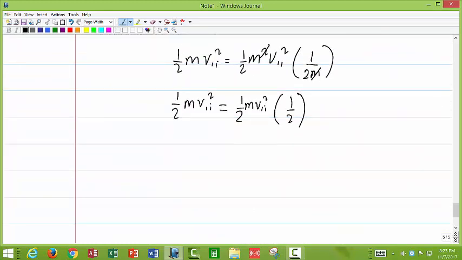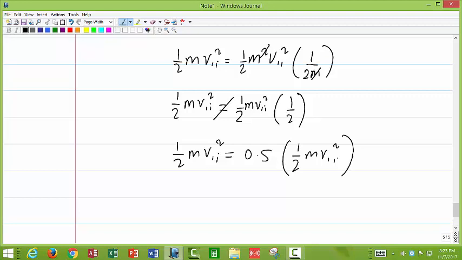So these two are not equal, as you can see. It's going to be half m v1 initial squared equals 0.5 of half m v1 initial squared. So the final is about half of the initial when they stick together. Any questions?